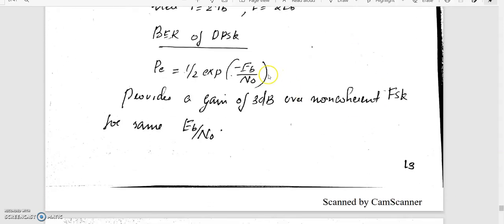Now the bit error rate of DPSK is given by half into e raised to minus EB by N0. There is no need for derivation, just know the expression for the bit error rate.